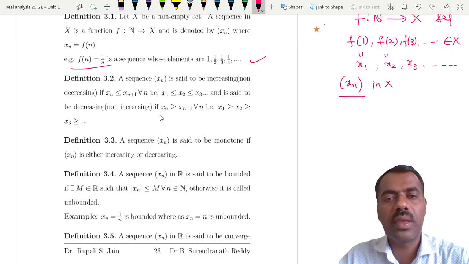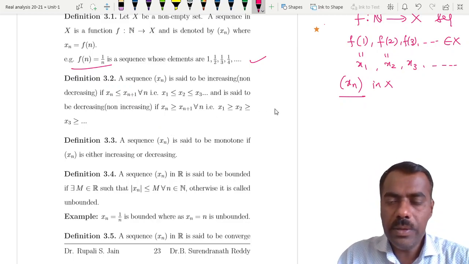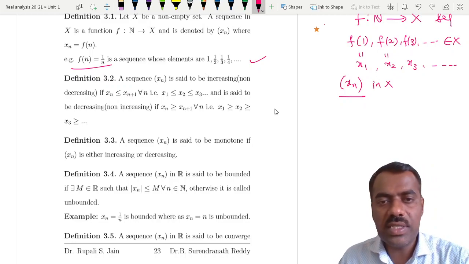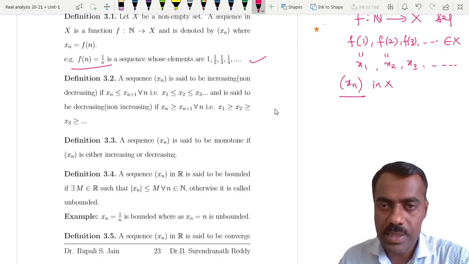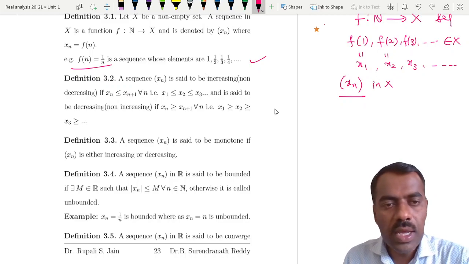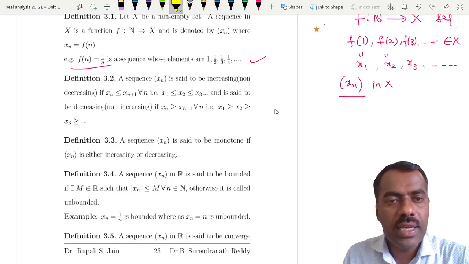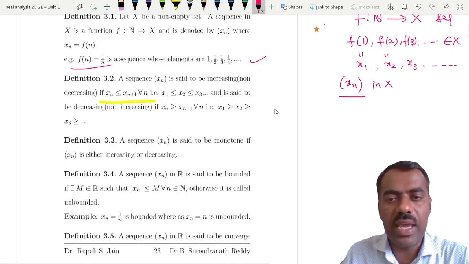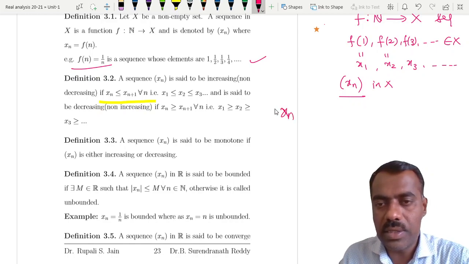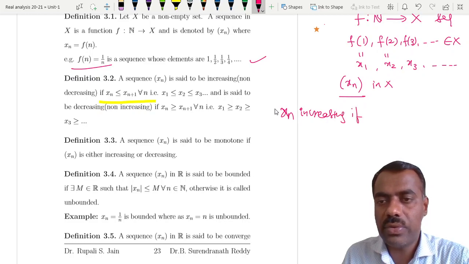Okay, fine. Now we'll see some definitions. A sequence is said to be increasing, or you can also call it non-decreasing, if this is the condition: xn is less than or equal to xn plus 1 for every n. So x_n is said to be increasing if xn is less than or equal to xn plus 1, and it should be true for every n.